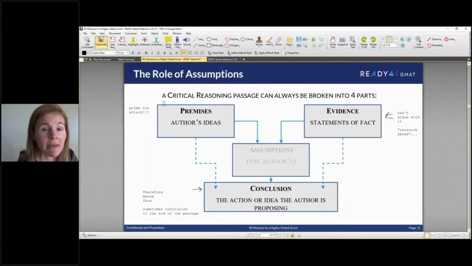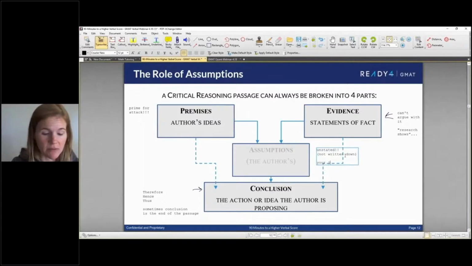Now every GMAT passage is going to be written as though the premises and evidence lead inevitably to the conclusion, and that's never the case. That's one thing that a critical reasoning passage never does. It's never true that we can go premise to conclusion and be done with it. In the middle there are always these assumptions. And the reason they're in this light gray color here is because they are unstated. In other words, they're not written down.